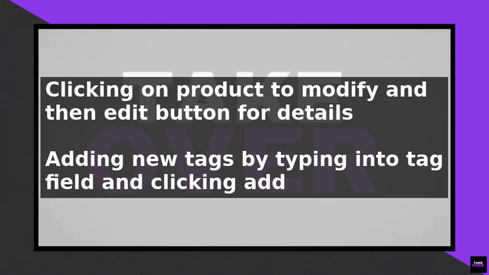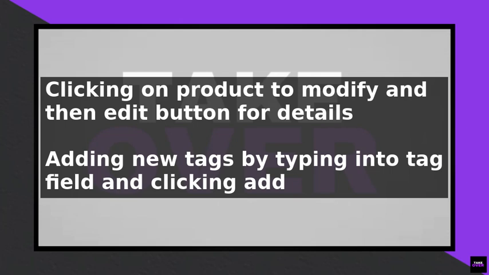This will take you to the product details page, where you can see the existing tags. To add a new tag, simply type it into the tag field and click Add. You can add multiple tags by separating them with commas. To remove a tag, click on the X next to the tag you want to delete.